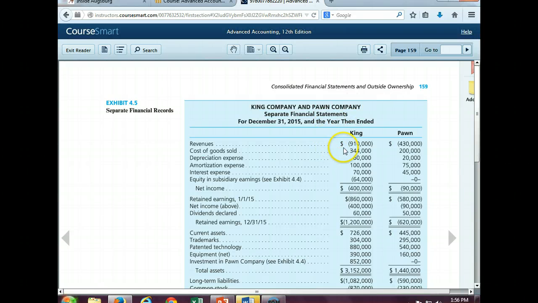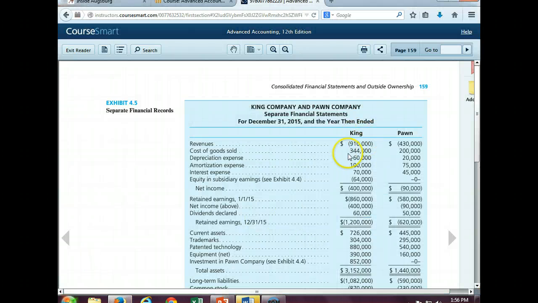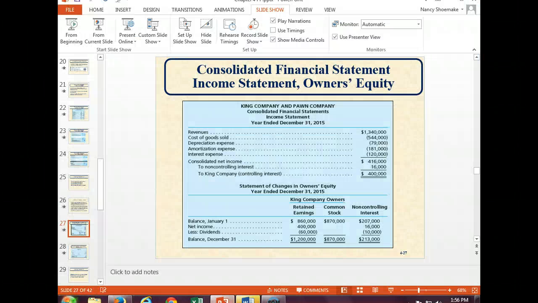So our revenues here, the 910 and the 430, are going to get combined, right? And that combination is going to show up in our consolidated financial statements. The cost of goods is going to be combined: 544, we got our 344 and our 200. Then our depreciation expense is combined minus that 1,000 depreciation.